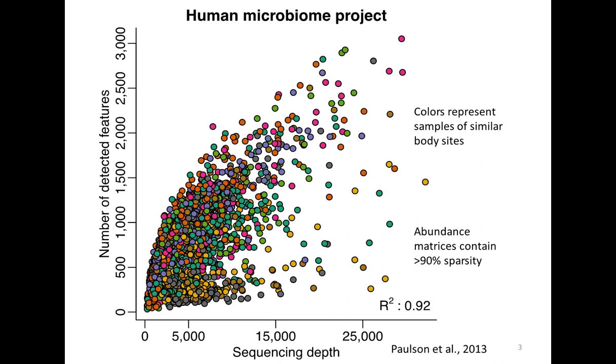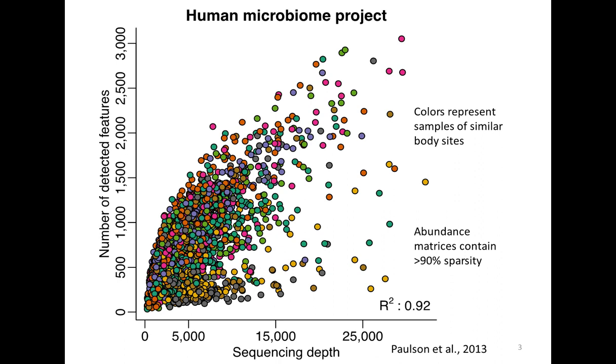Here I'm plotting the read depth from all the 16S samples in the Human Microbiome Project along the x-axis, so that's the sequencing depth, or a proxy for it, the number of reads within the count matrix. And along the y-axis are the number of OTUs, operational taxonomic units, that were detected. And you see this nice linear trend: as you sequence deeper, you observe more in general, right?